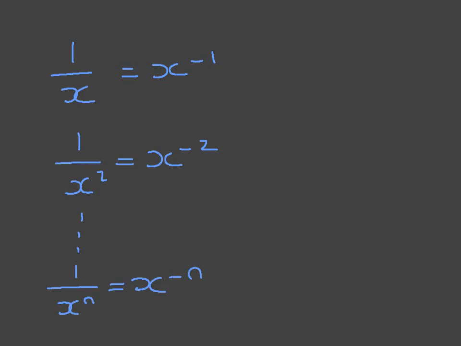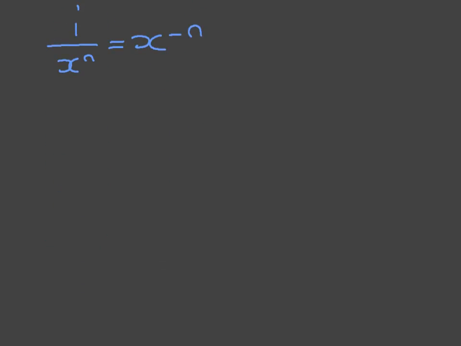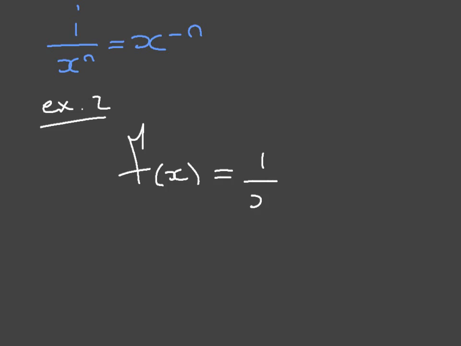And the reason why we're seeing this is because this is going to open up a couple of doors here and allow us to differentiate some more complicated functions. For example, if we were asked to differentiate the following function, f of x is equal to 1 over x squared. Well, up until now, we really didn't know how to do this. But now, since 1 over x squared can be written as a power of x, namely, f of x equals x to the power of negative 2, this means that to differentiate this, we can use the power rule again.